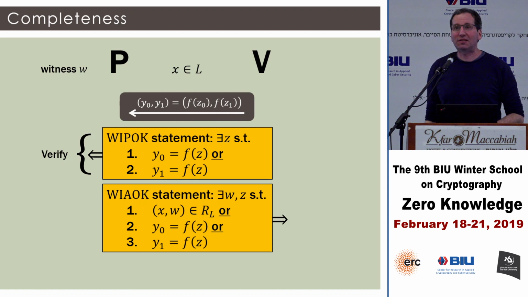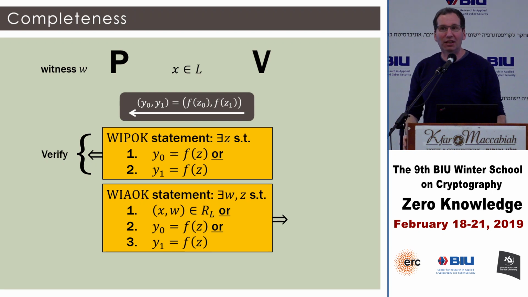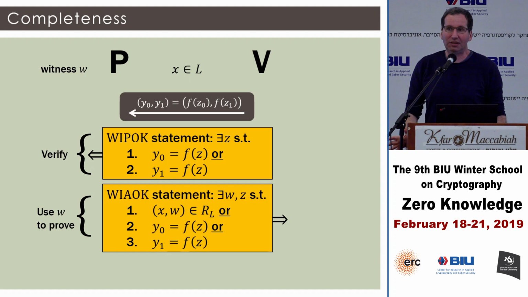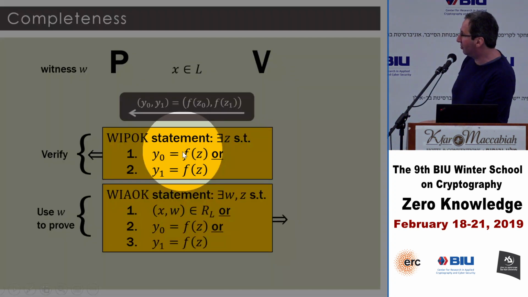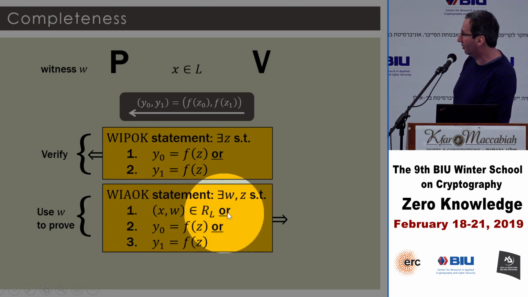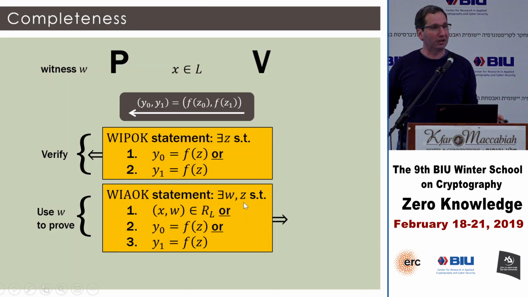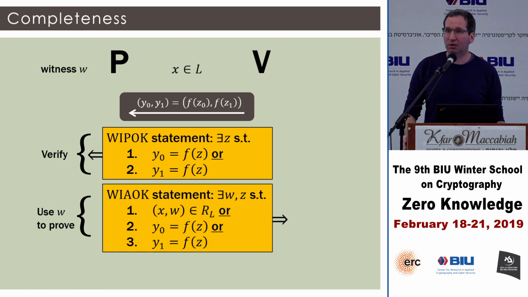So for completeness, the first thing that the prover does, he verifies that the proof that he is on the receiving end of is accepting. And then he uses the witness that he has to prove this statement. By completeness of the witness-indistinguishable argument of knowledge, you can do that. You can use this rule. So completeness is easy. If you have a witness, you can pass verification. And now the verifier accepts, and everybody's happy.